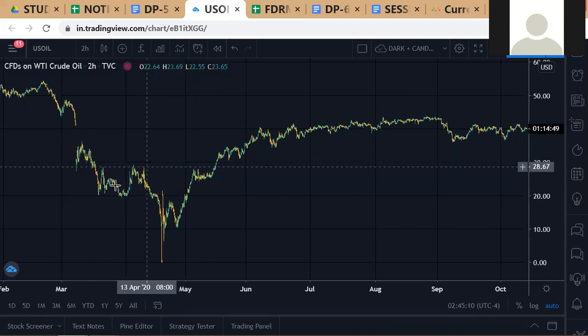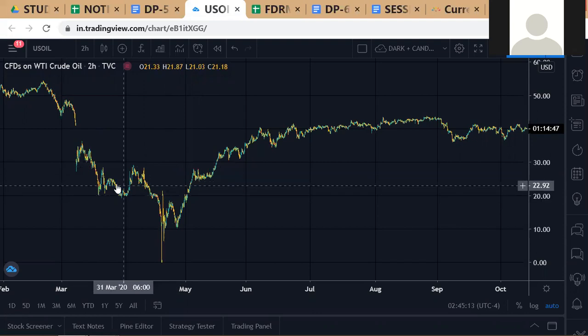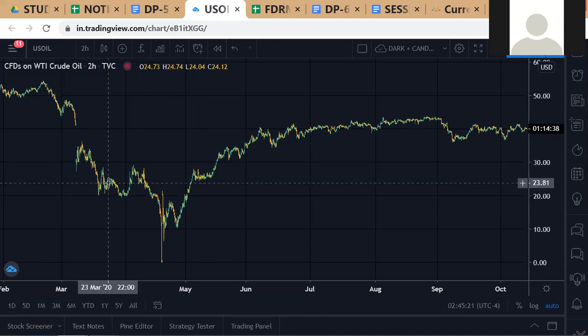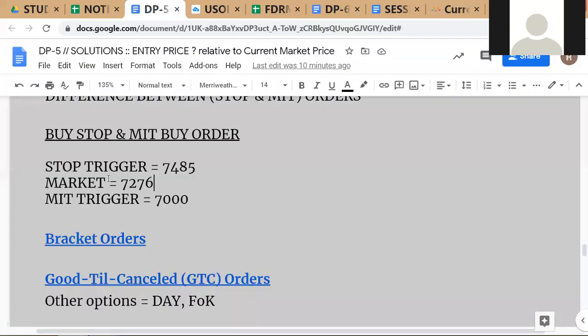Now notice that the MIT trigger is below the current market and the stop trigger is above the current market. It's $30, 30.01, and the current market is 25. This is the main difference between a stop order and an MIT order, because, as I explained to you earlier, a stop order is like a conditional market order. You can think of it this way.